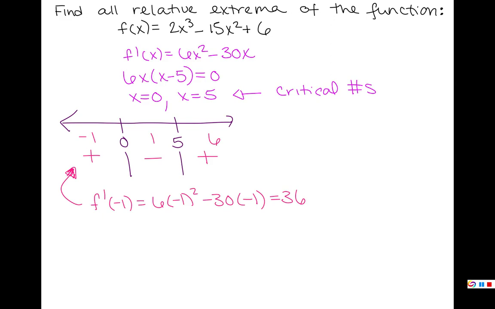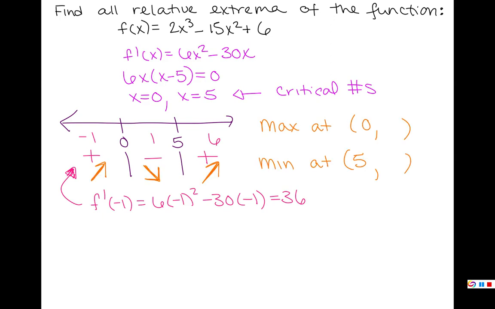+1 is between 0 and 5, and 6 is something that's bigger than 5. Then I'm going to take those test values and plug them into my derivative. When I plugged -1 in, I ended up getting +36, so I put a plus sign in my table. I do the same for the 1 and the 6. When I put 1 in, I think I got negative 24, so I put the negative in. And then when I put 6 in, I got positive 36 again, so I put that plus sign in the table.